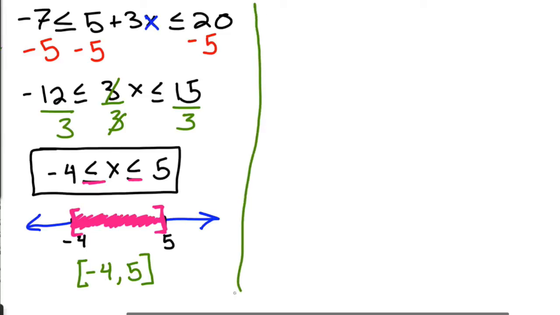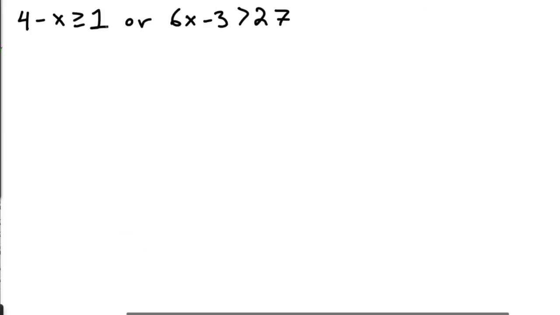Okay, so now let's try the other one, the OR inequality. So this is a different problem. So this is my OR inequality. These two, you solve them separately. So here, let's do this first one: 4 minus x is greater than or equal to 1. Okay, so the first thing I do is I'm going to subtract 4. Okay, and then I have negative x is then greater than or equal to 1 minus 4, which is negative 3.